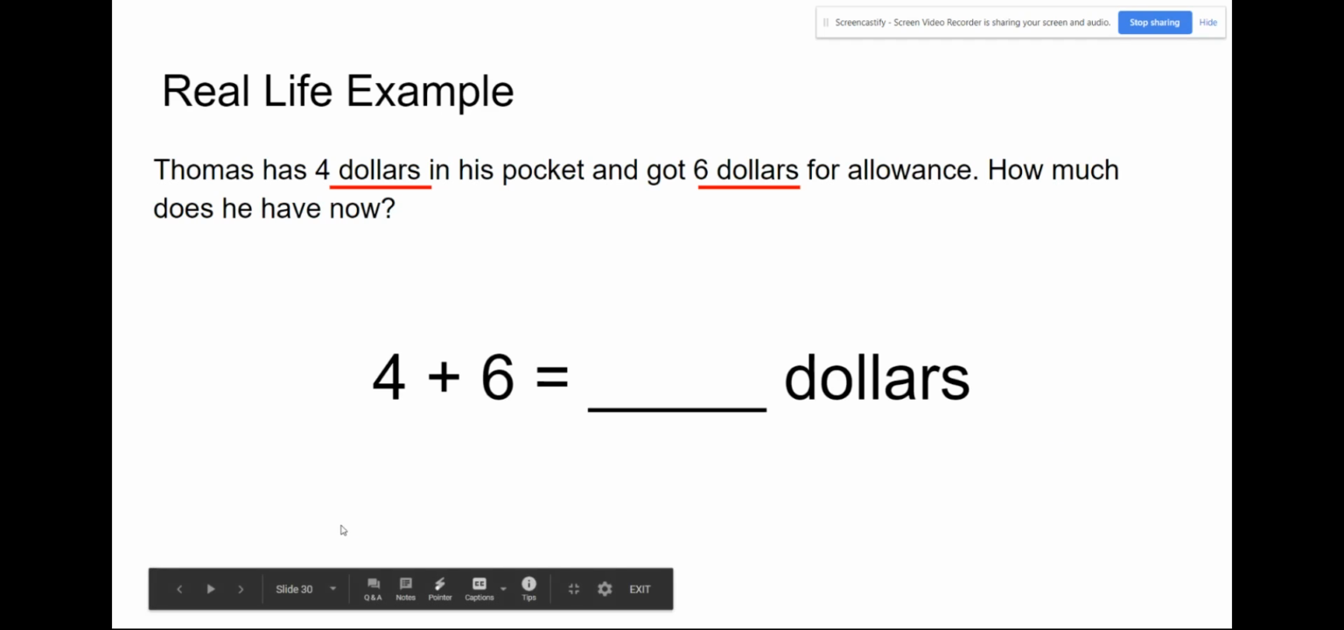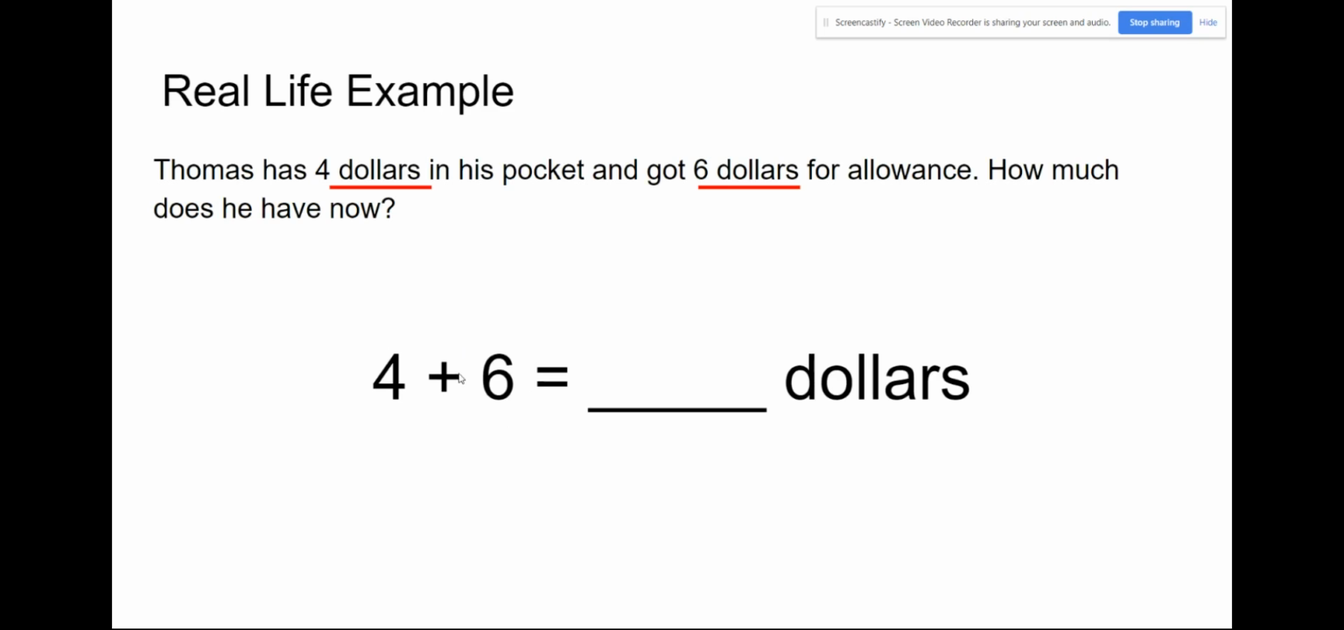This is what my equation looks like. You started out with $4. You got $6 more, and that's going to equal blank dollars. He's going to have $10, isn't he? Because 4 plus 6 equals 10.